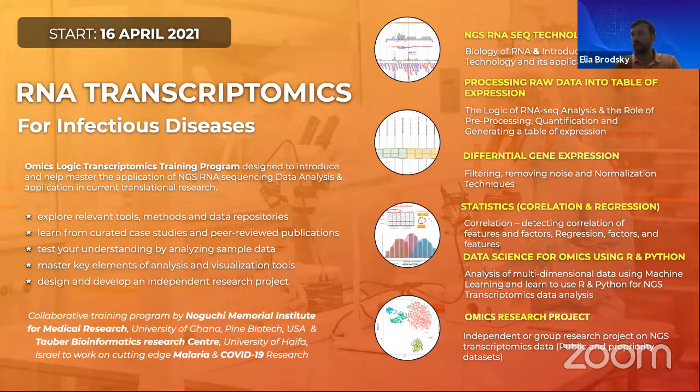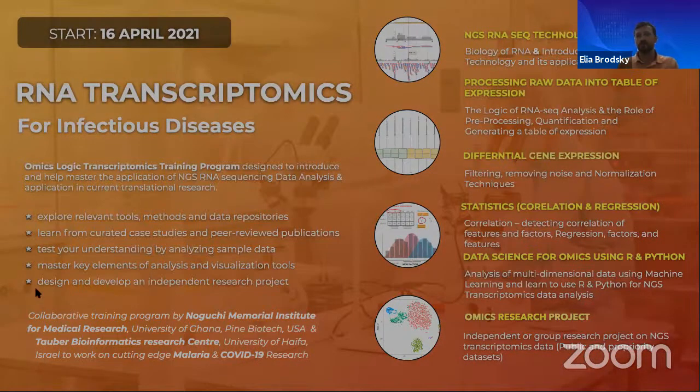The topics that we will cover are NGS RNA-Seq technology and applications, how to process raw data and get a table of expression, how to perform differential gene expression using statistical considerations about multiple testing, how to identify statistical correlation and regression, and use data science for omics using R and Python, which we will cover in the later part of the program. And then also how to identify data sets to start practicing what you learn and develop a research project of your own. So hopefully that answers your question there as well.